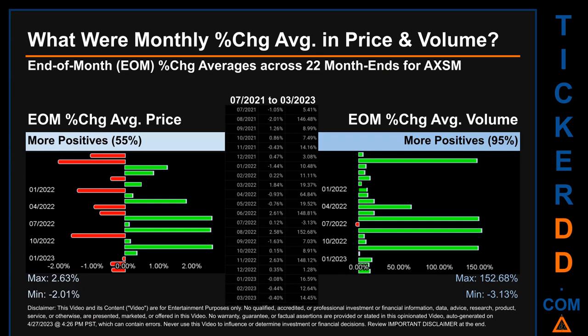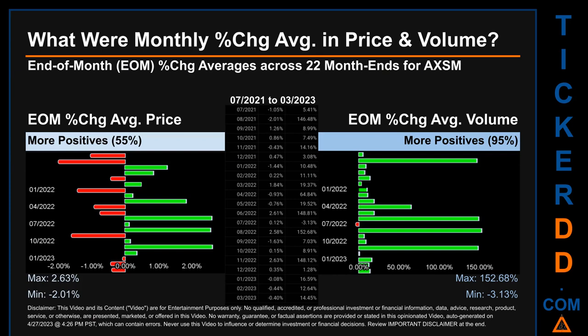From 07 2021 to 03 2023, 12 out of 22 month ends had a positive percentage change in average price. That is, 55% of month ends saw a positive percentage change in average price. In terms of volume, 21 out of 22 month ends had a positive percentage change. That is, 95% of month ends saw a positive percentage change in average volume.